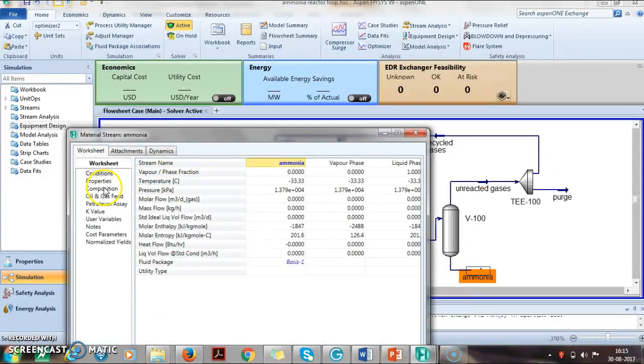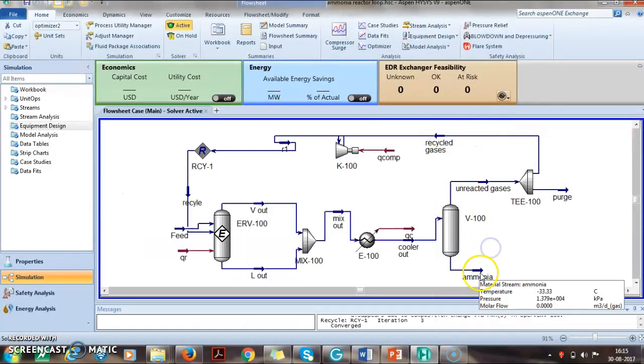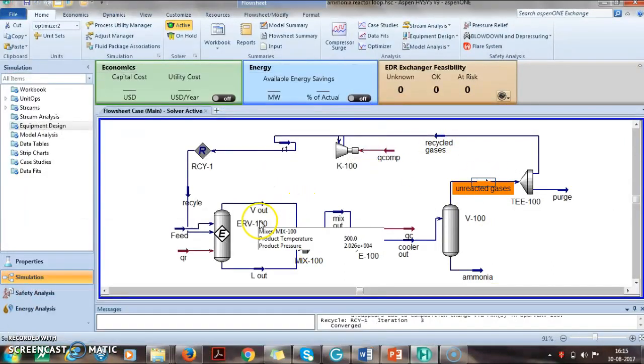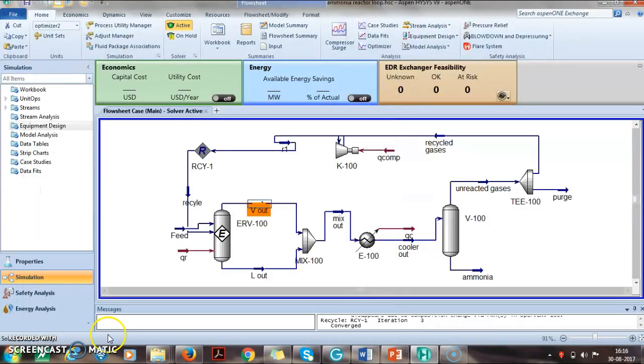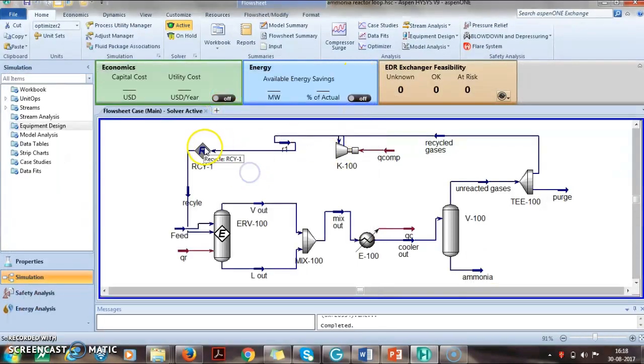the product. So we can see that there are some changes in the composition because of the addition of the recycle stream, but that is because of the addition of the new stream.